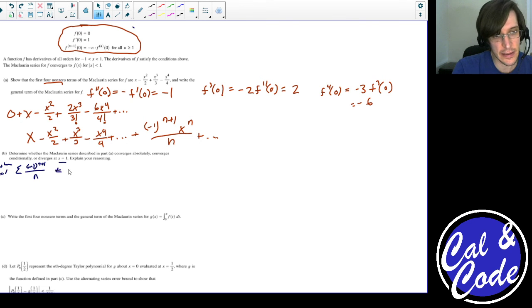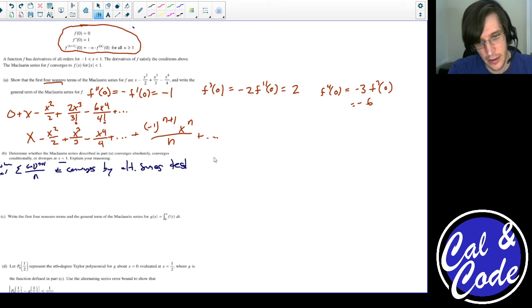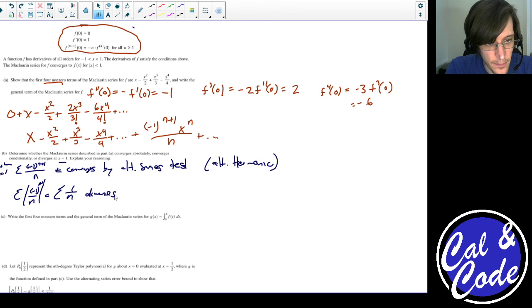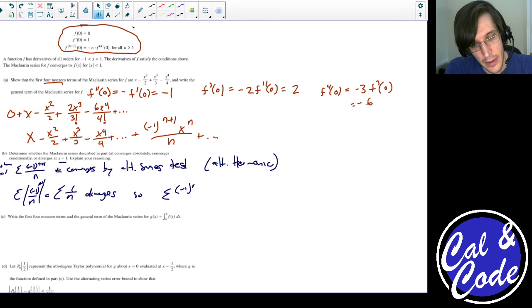Well, this series itself converges by the alternating series test because it's the alternating harmonic series. That's one way you could think about it. But if I take the summation of the absolute value of that, I get the series 1 over n, which diverges. So this series, negative 1 to the n plus 1 over n, converges conditionally.